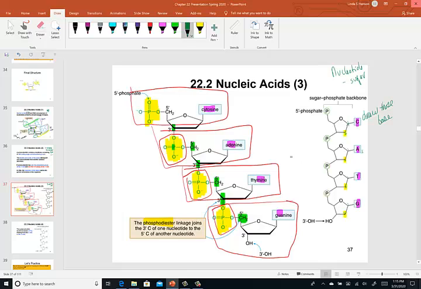I notice that this sugar is missing the OH group. Oop, I hear my dryer ringing. Missing the OH group at carbon number 2. So I now know that this is a DNA strand, deoxyribonucleic acid.